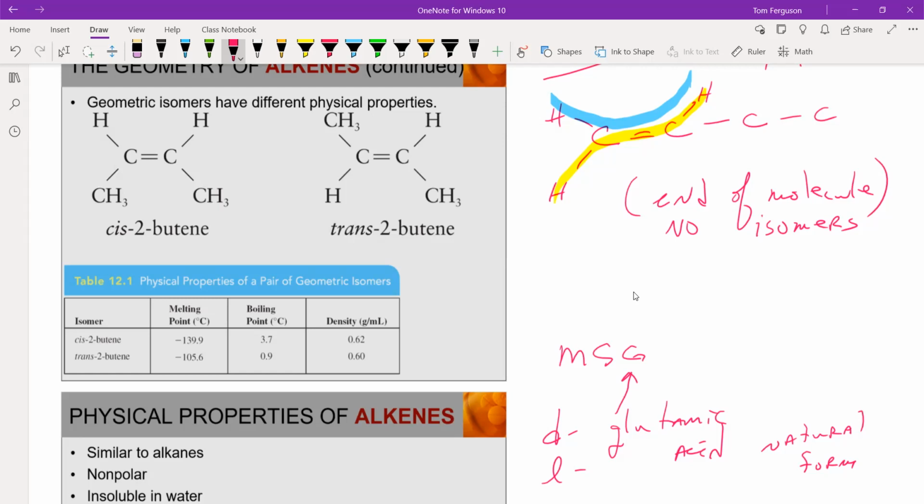For example, when we get to carbohydrates, we're going to talk about two forms of sugars. There's a D and an L form of sugars as well. For example, glucose. There's D glucose and L glucose. With carbohydrates, the natural form is D, not L. So with amino acids, it's L. With carbohydrates, it's D. So again, very important.